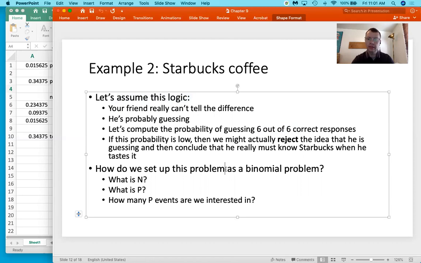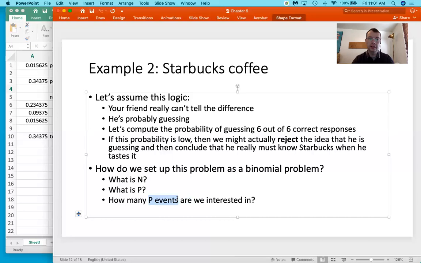But how do we set this up as a binomial problem? Well, what's n? If we give him 6 taste tests, that's 6 trials, so n is 6. What is p? Well, we'll develop this in the next chapter. If we're doing any type of binomial test in which we would want to be skeptical, we set p at 0.5. So we're going to set p at 0.5 for this problem, just like a coin flip. So it's an identical problem to the coin flip.